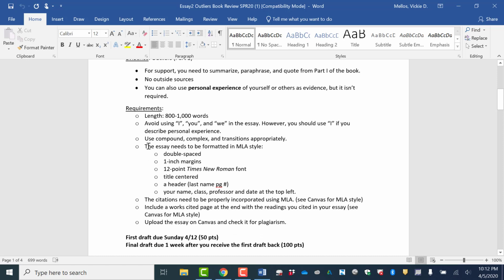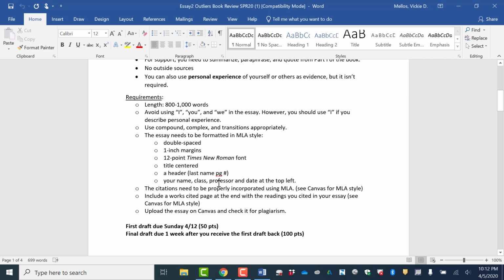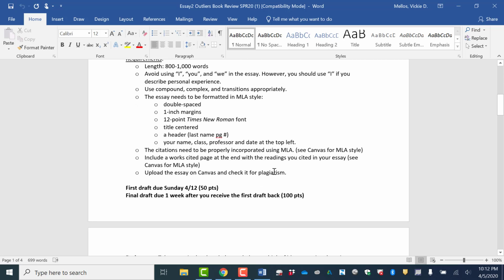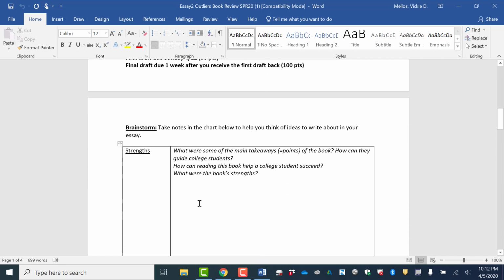Okay, these are more details about what you need in this essay. It needs to be 800 to 1,000 words. I'd like you to avoid using I, you, and we in the essay, except if you're talking about personal experience. Try to use the sentence structures we've been studying: compound, complex, and transitions. Your final draft needs to be formatted correctly, and always check it for plagiarism. Your first draft is due this Sunday.